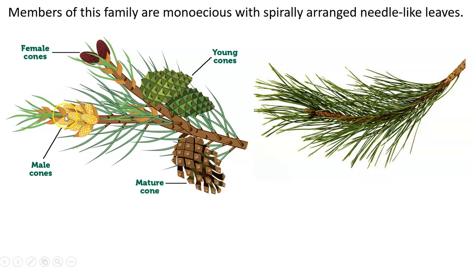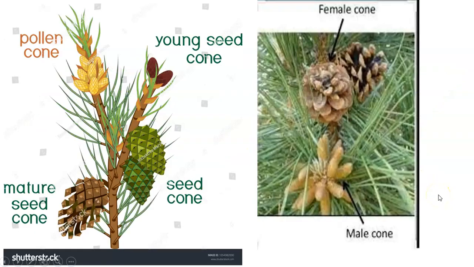Because to prevent self-fertilization. Otherwise what will happen? If male cones were on the top, the pollen would fall on the female cone. That will cause self-fertilization. So to prevent that, female cones are kept at the top. You can see the needle-like leaves. One thing you should see: this is the original tree and this is the image. So this is a pollen cone and this is a seed cone.